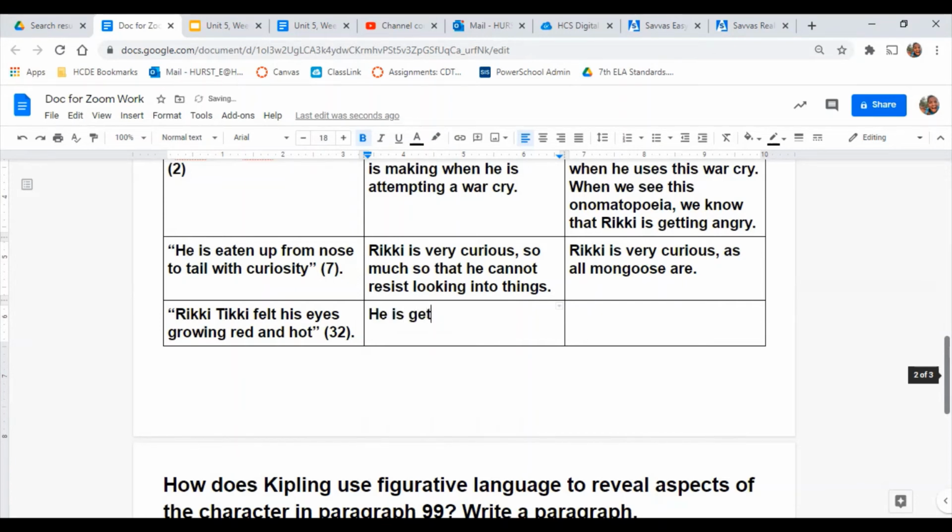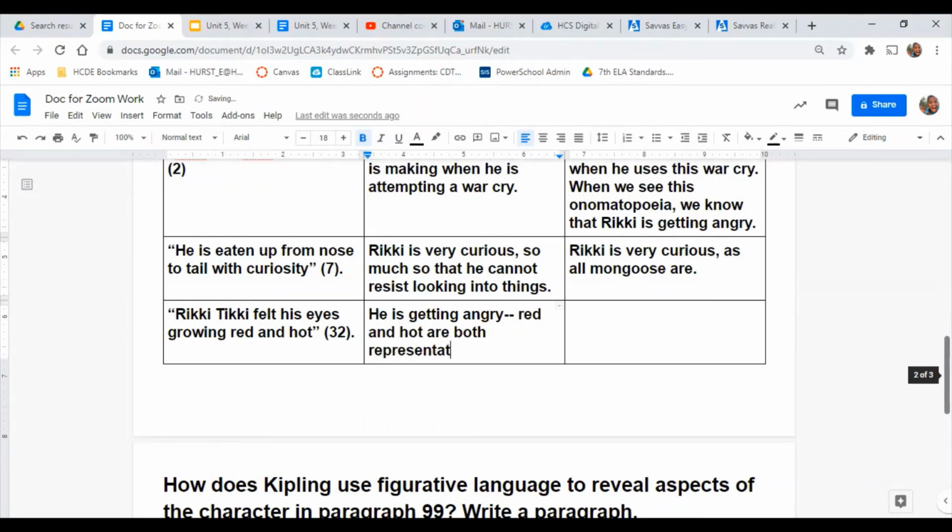So I think it means he's getting angry because red and hot are both representative of anger. I've seen that in the past, right? Like when my blood boils, it means you're getting angry. If your face is red, you might be angry, things like that. So what does it tell us about Rikki? Rikki gets angry when he feels threatened, showing he is a feisty character. I think he's really feisty and I like him.